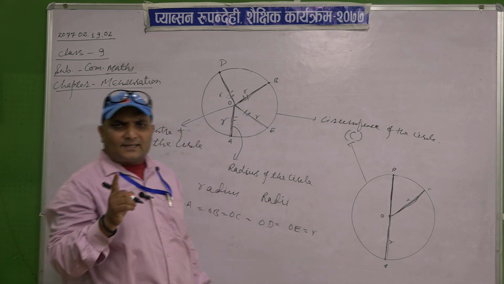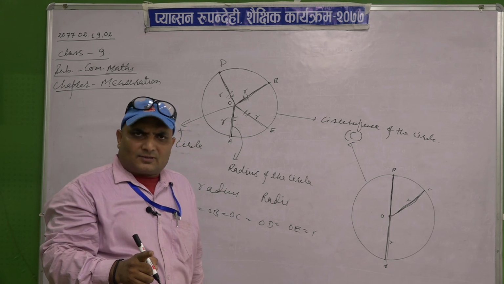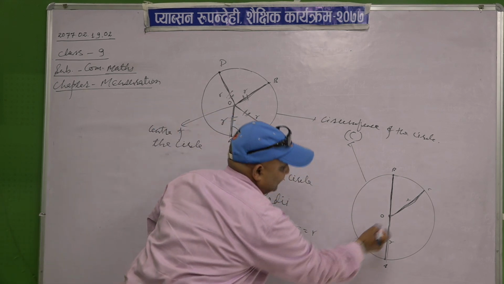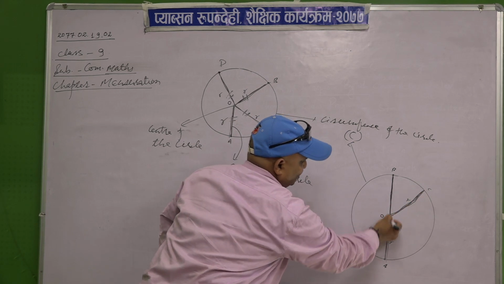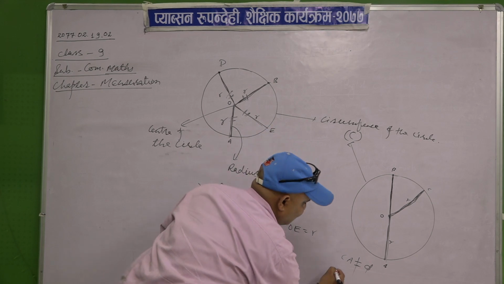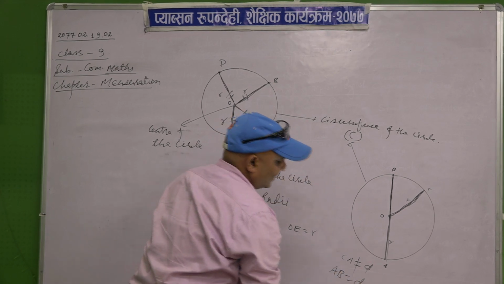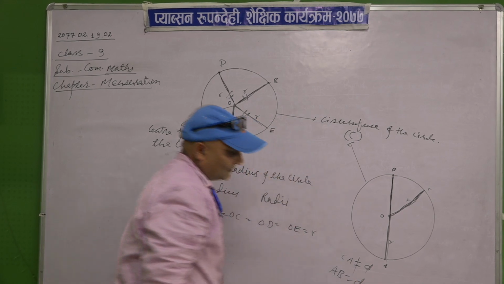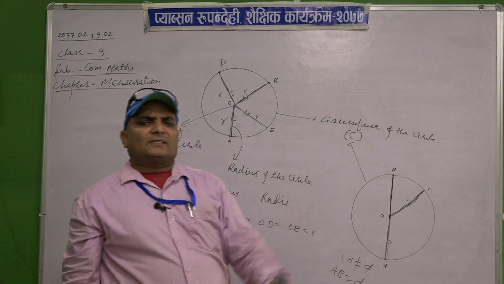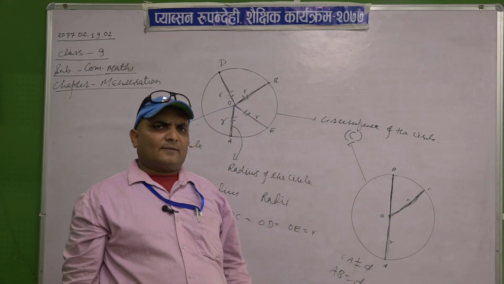To be a diameter, a straight line must pass through the center of the circle. So CA is not a diameter here. CA is two lines, not a single line. It is not a diameter. But AB is a diameter. Diameter is denoted by small d or capital D. What is diameter? Diameter is a chord which passes through the center of the circle.